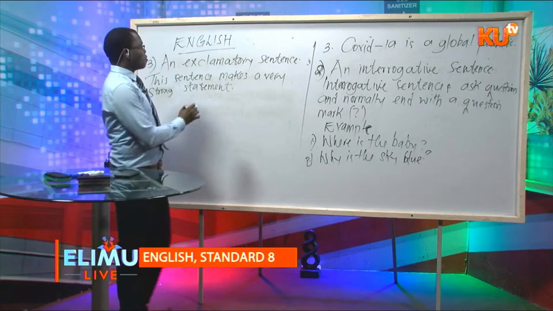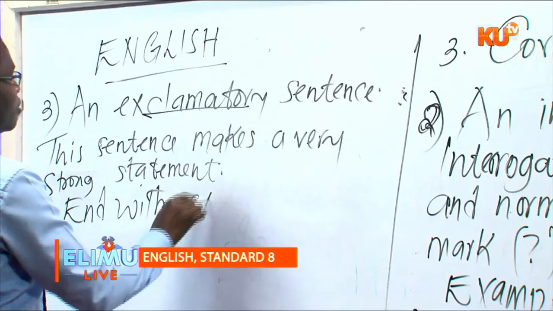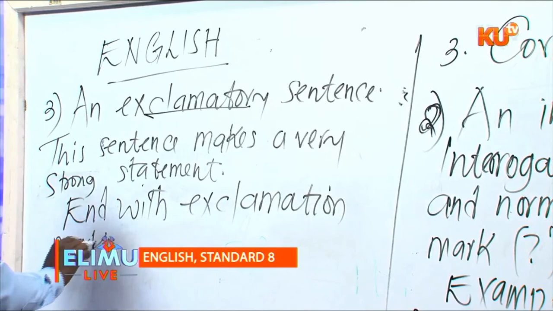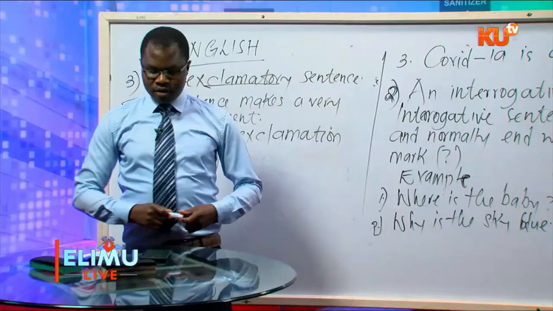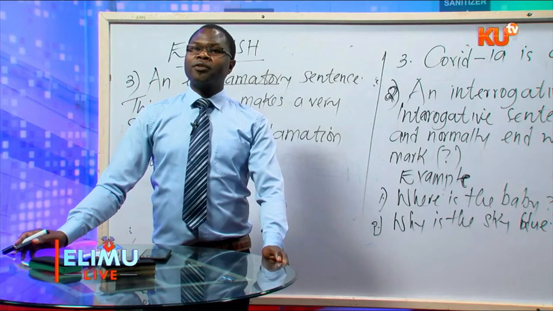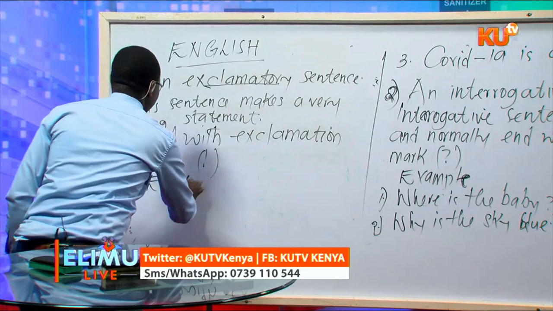That is why we have the word exclamatory, with exclamation marks. And this is the sign of an exclamation mark. So for these types of sentences, exclamatory sentences, they are used to make strong statements, and especially they are used to show feelings. So there is that also element of expressing. They express feelings.